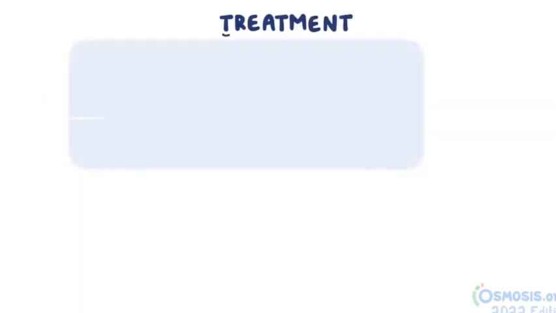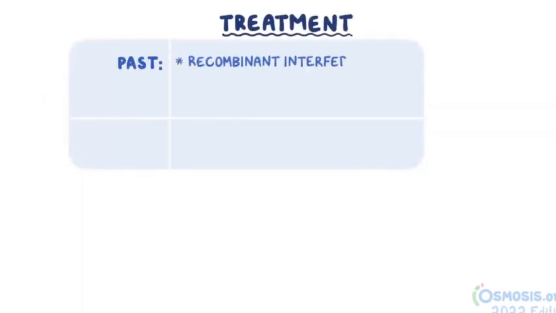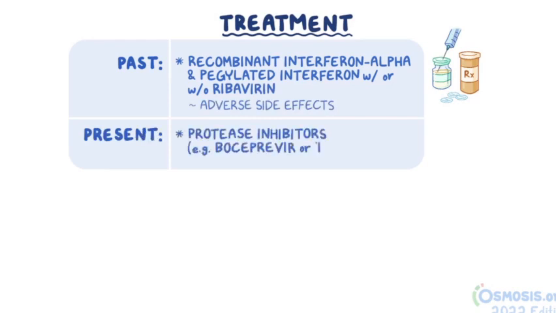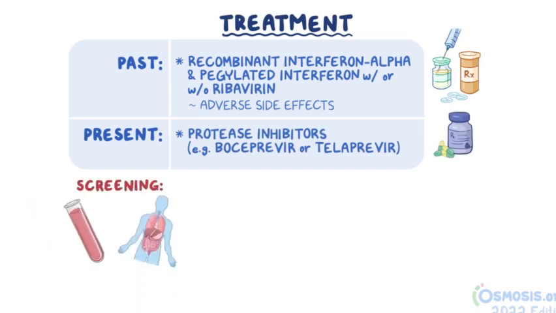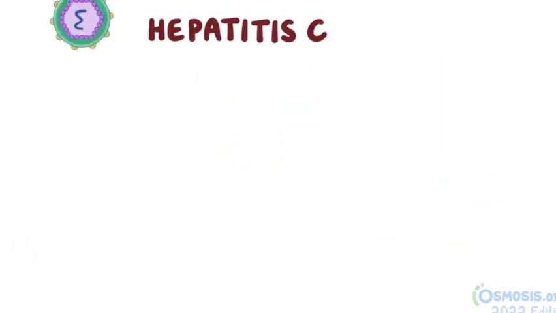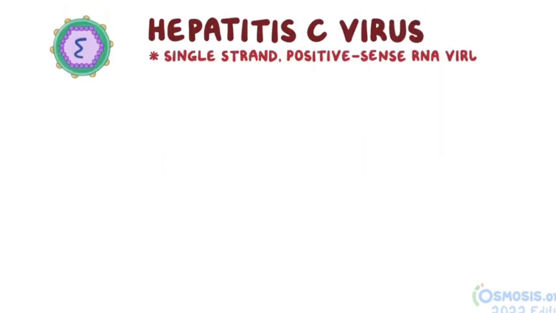The mainstay of treatment for hepatitis C used to be recombinant interferon alpha and pegylated interferon with or without ribavirin. However, they had a lot of adverse side effects, and today, newer medications called protease inhibitors like boceprevir and telaprevir are recommended. Since viral variability makes it hard to develop a vaccine, prevention is done in other ways, like screening blood and organ donors for hepatitis C, practicing safe sex by using condoms for each sexual contact, and always using clean, sterile, single-use needles.